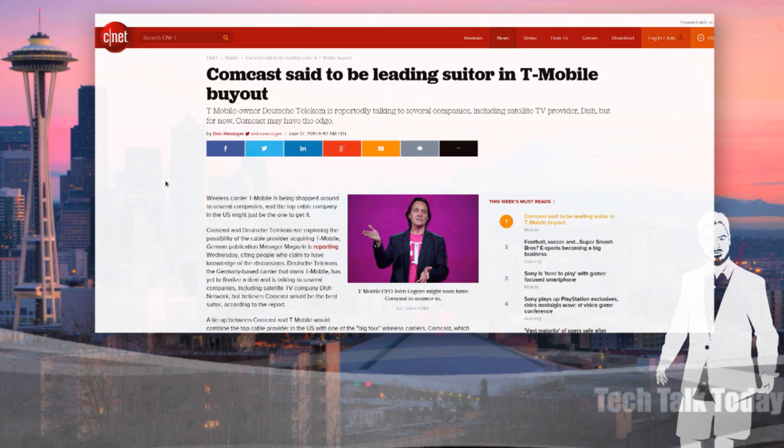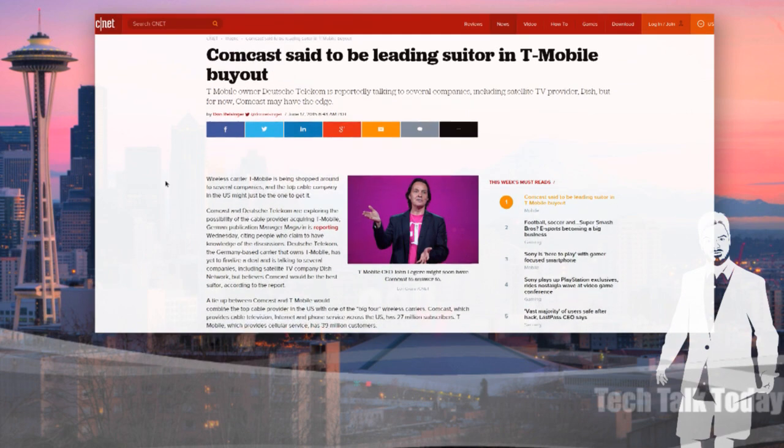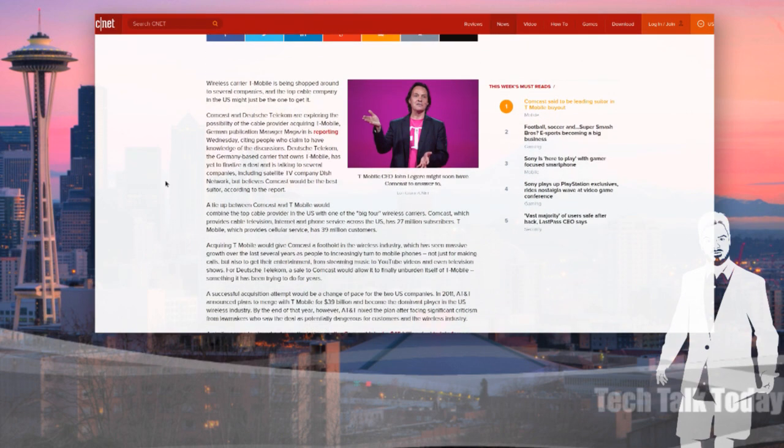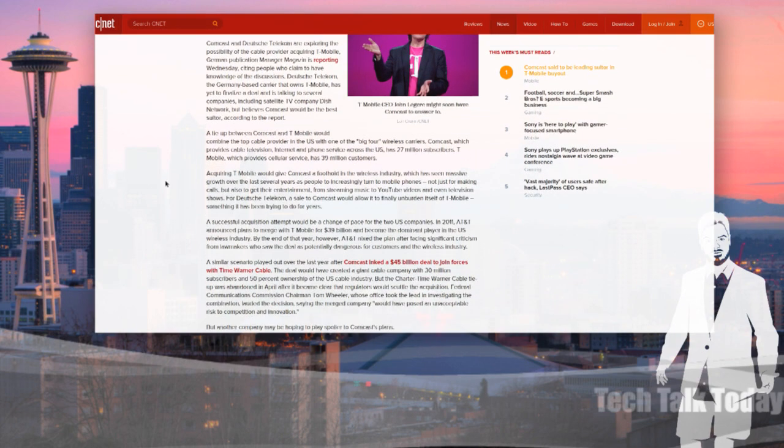A tie-up between Comcast and T-Mobile would combine the top cable provider in the U.S. with one of the big four wireless carriers. Comcast, which provides cable television, internet, and phone service across the U.S., has 27 million subscribers, and T-Mobile has 39 million subscribers. Well, actually, they're not really subscribers, they're customers, because some of them are prepaid and postpaid. So that would give Comcast a foothold in the wireless industry, which is seen as a massive growth area.